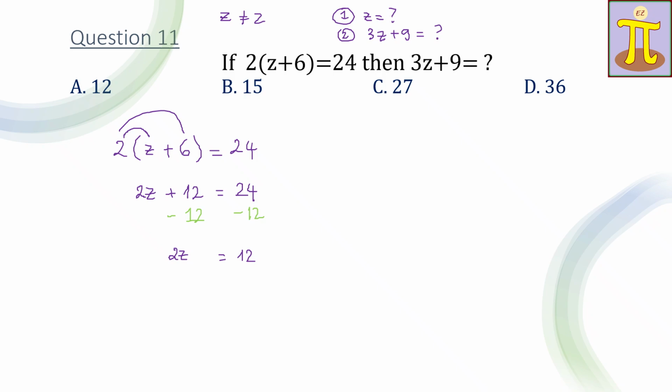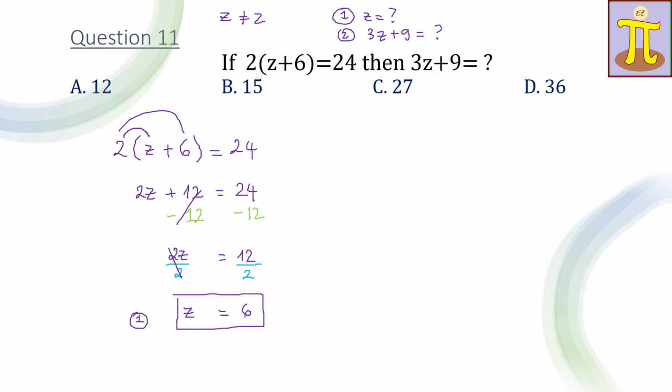Now the opposite of what we see, which is multiplication, is division. We divide both sides by the same amount, the coefficient, which is 2. So we have z on this side, and this one cancels out, this one cancels out. z is 6. So this is only part 1 of the answer.